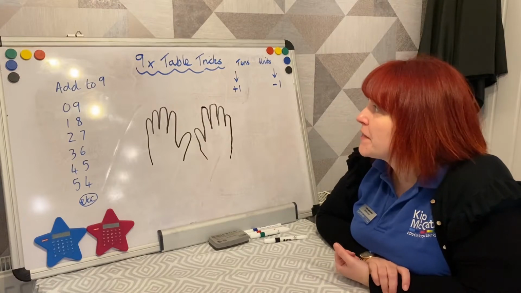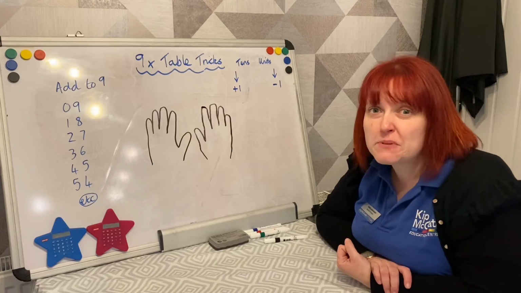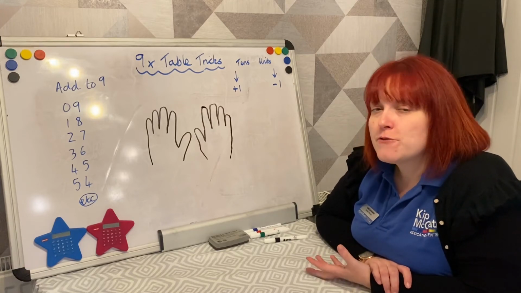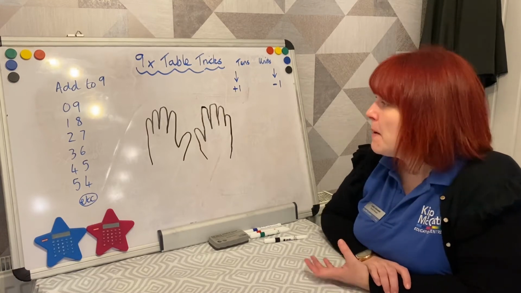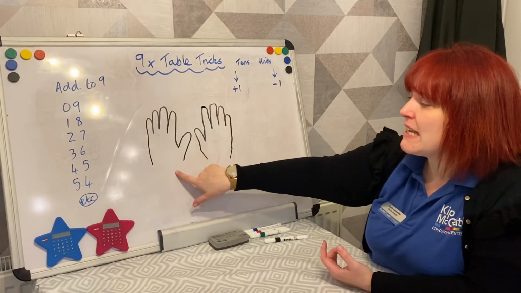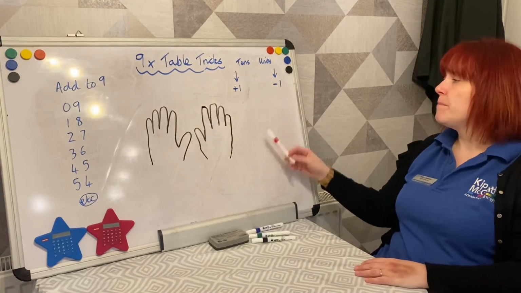Hiya, it's Carly from Kip McGrath in Carlisle, and today it's time for 9 times table tricks or tips, or however you want to call it. Everybody will identify one that they've probably been taught in the past that's really useful for them. Personally, my favourite's this one, so I'm going to leave this one to last, but there are a couple of others. So we'll start with this one.